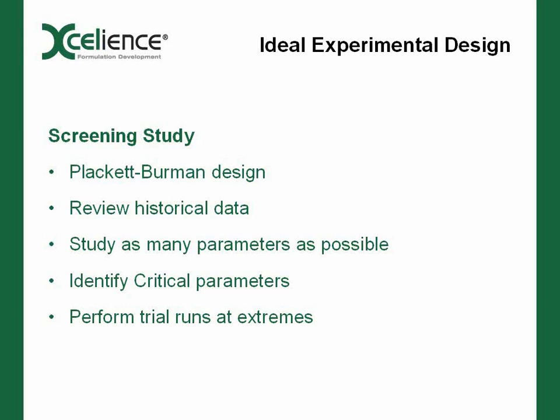So the ideal experimental design is going to be a screening study first, so that we can determine which of those process parameters might be a critical process parameter. And we'll look at something like a Plackett-Burman design where we can do anywhere from 8 to 12 experimental batches at an appropriate scale. We want to review historical data and help us if we can eliminate some of the variables. We want to study as many parameters as we can, and that's the reason we would do a Plackett-Burman screening design. We want to identify, like I mentioned, what are the critical parameters.